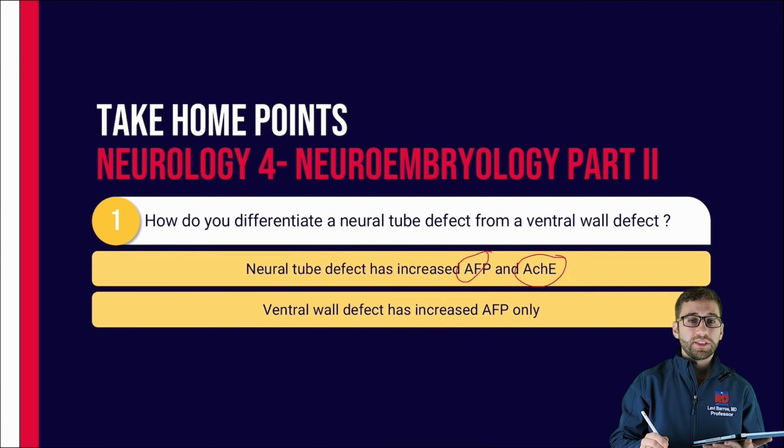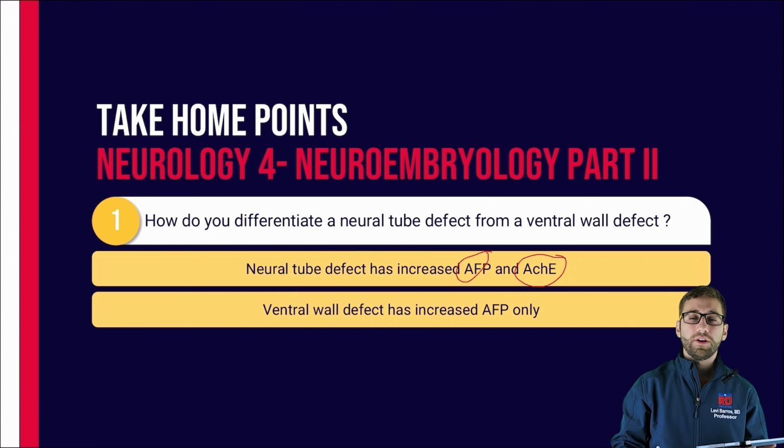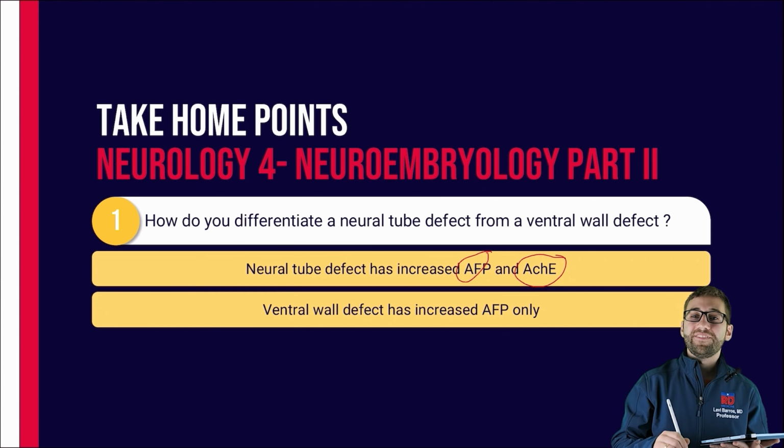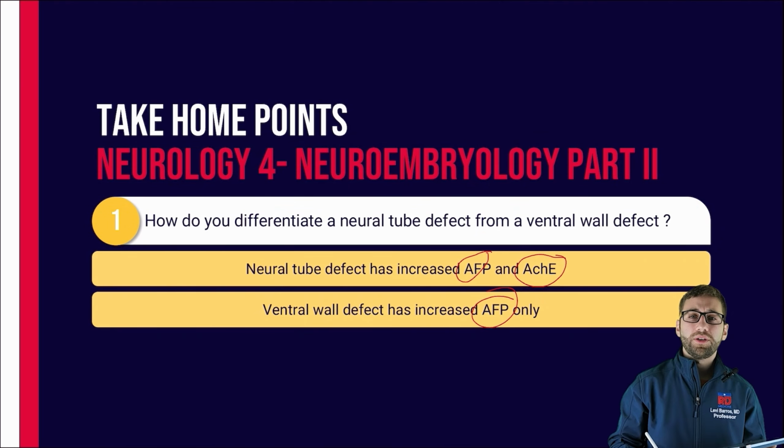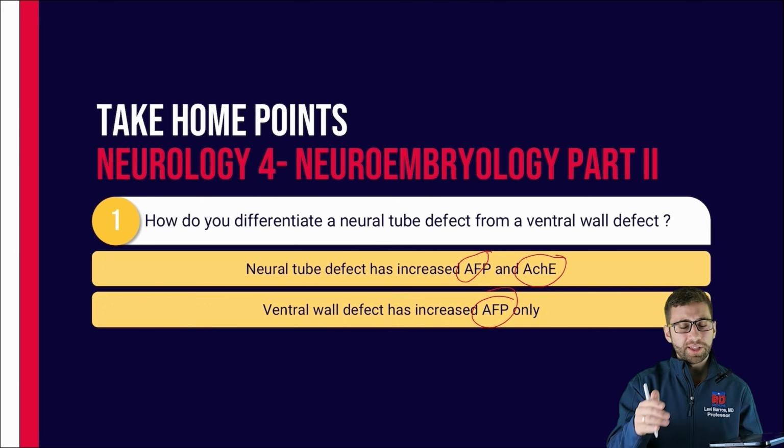Ventral wall defects such as gastroschisis and omphalocele involve the failure of the ventral body wall to close properly. These defects are associated with increased AFP only, without a rise in acetylcholinesterase. Nice, right? Let's get going.